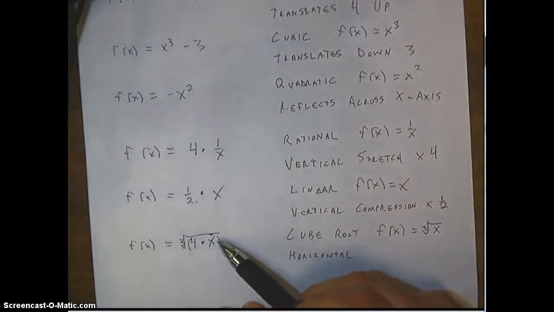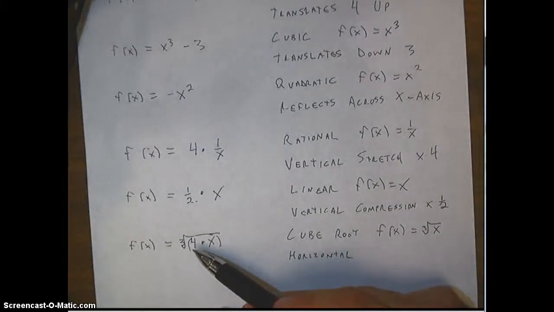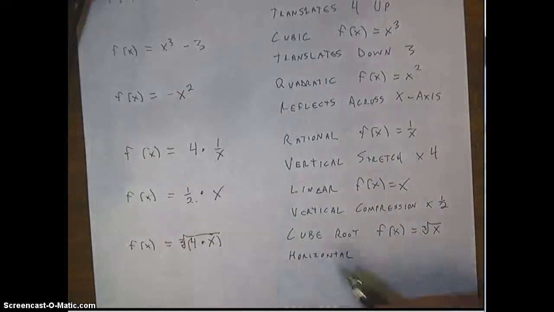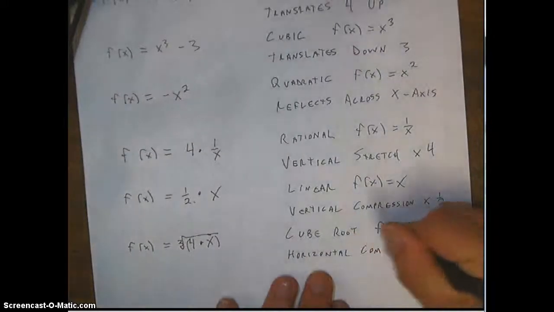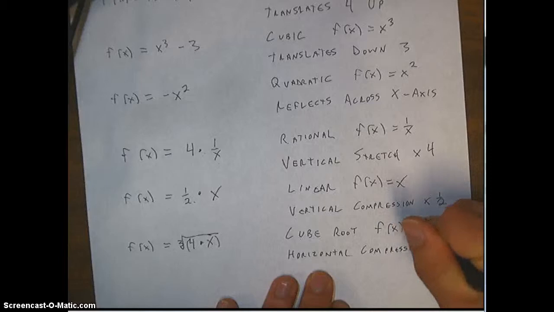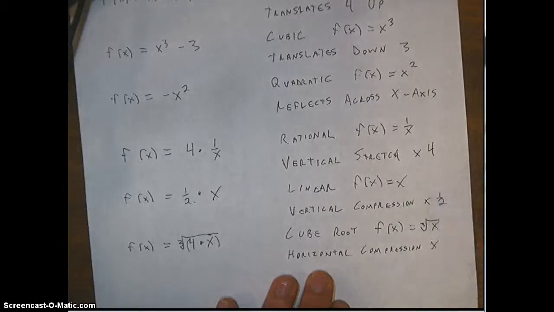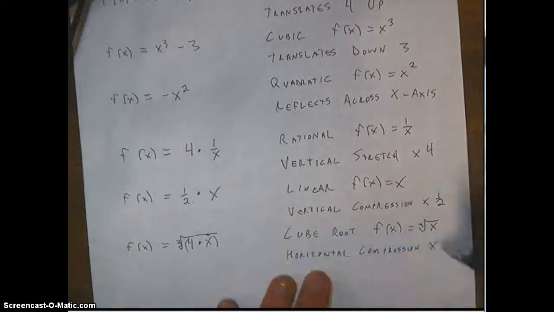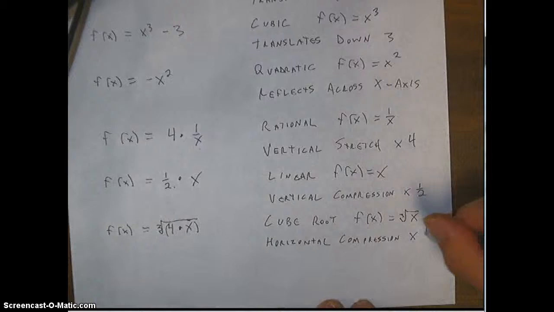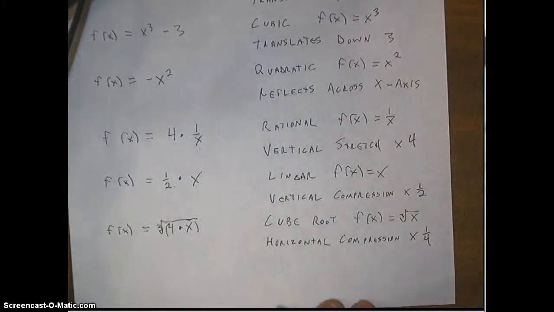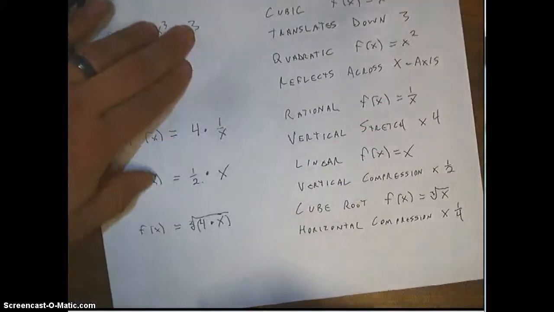And before, when I said you did something in the parentheses, that was counterintuitive. This one's going to be counterintuitive as well. So we multiply by 4. That's not going to stretch it out. That's actually going to compress it by a factor of 1 over that. So 1 over 4. Let's do one more.